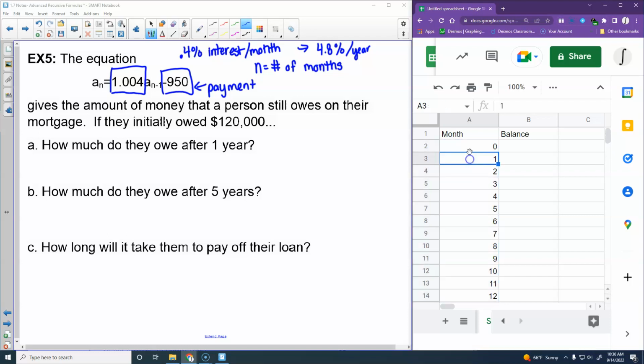When you're doing this, highlight a few rows and then drag it down, because you didn't do it with the formula. If it's not with the formula, you need to do it so it'll recognize the pattern. You could do it with a formula, but you don't have to. All right, so they initially owed $120,000. Also, the house is probably not actually a $120,000 house, because generally they like for you to put money down on the house.